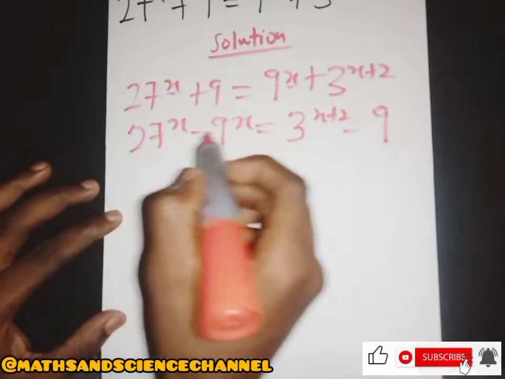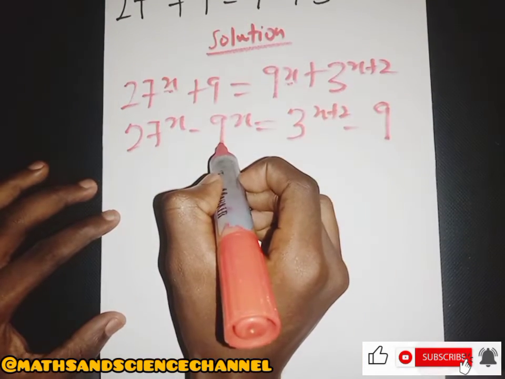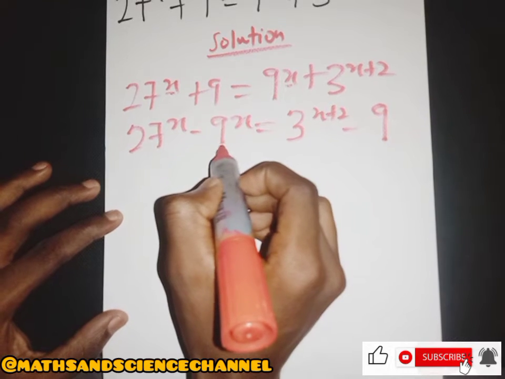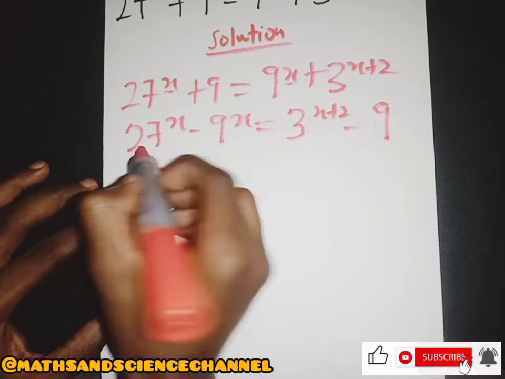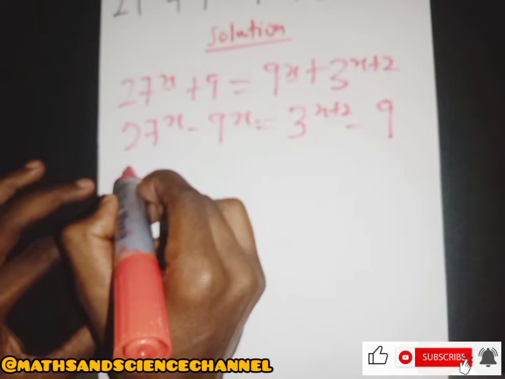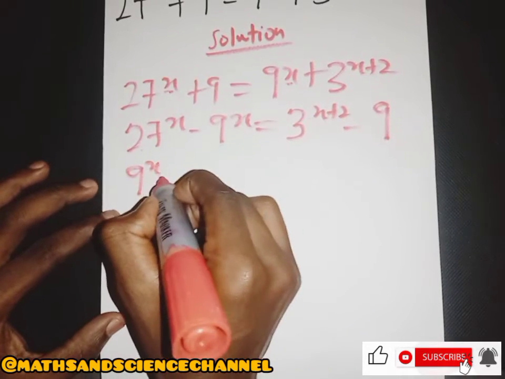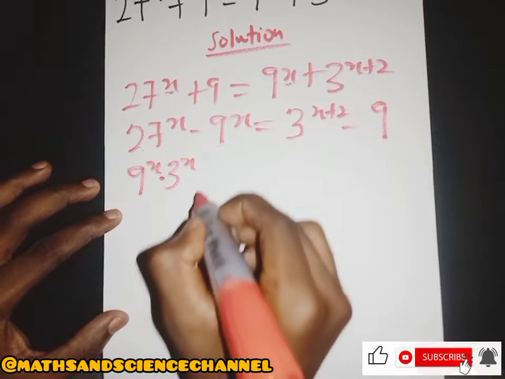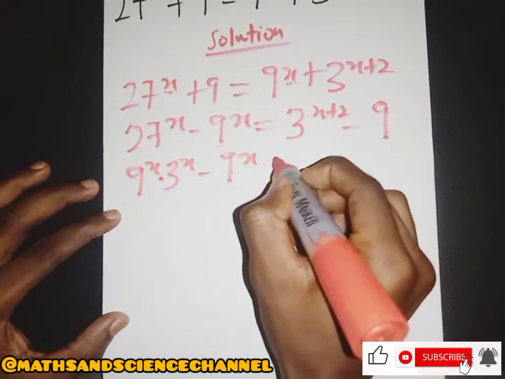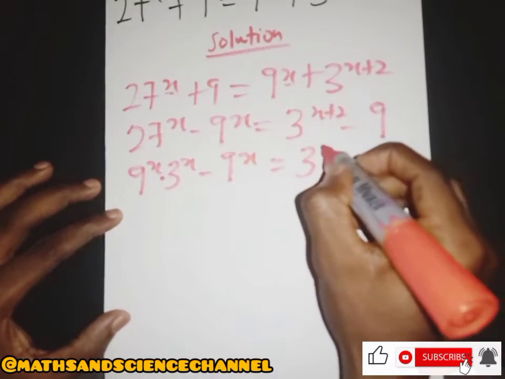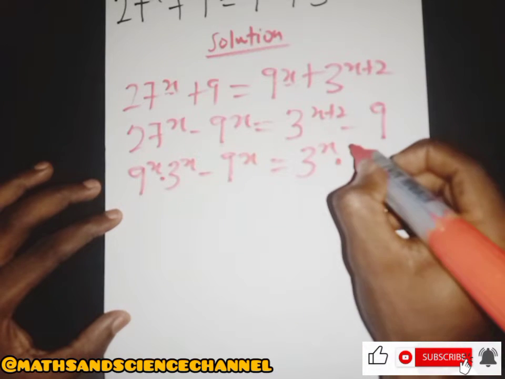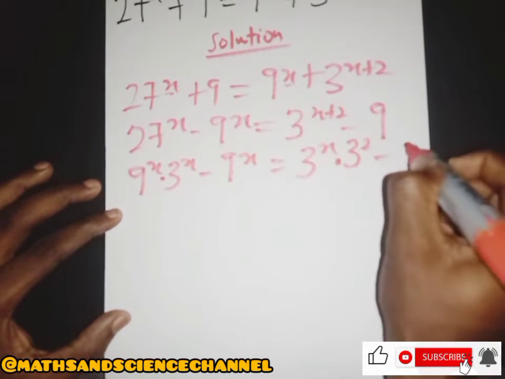Now from here, since the lowest base here is 3, all we can do is write this in terms of 3. So we can have something like 27^x minus 9^x equal to 3^(x+2) minus 9. Now this can be written as 3^x times 3^2, and also minus 9 in this case, right?